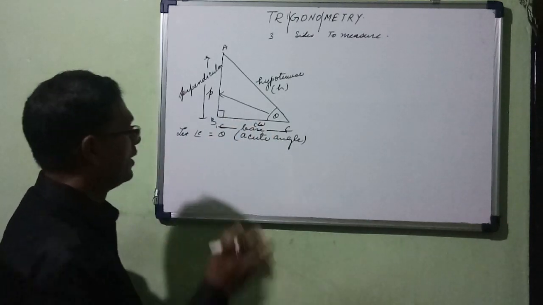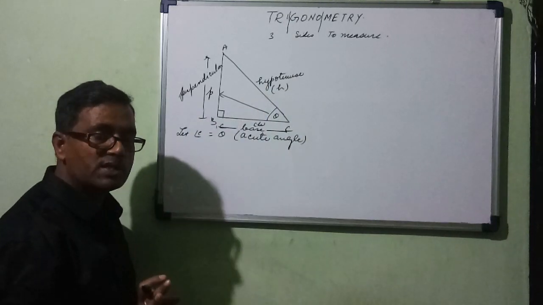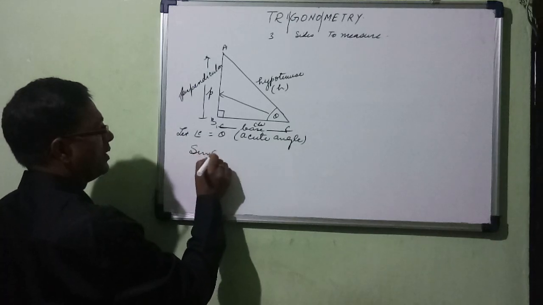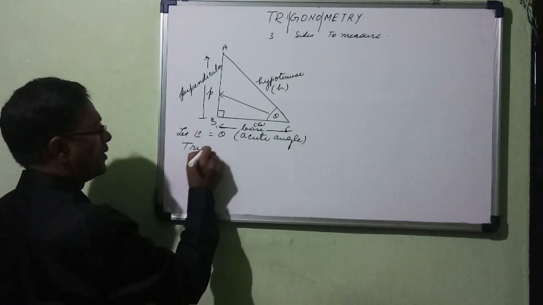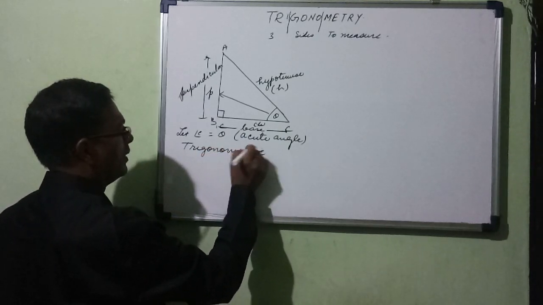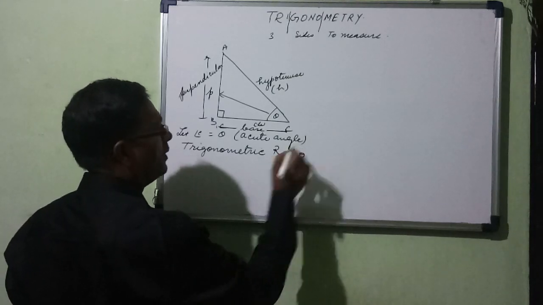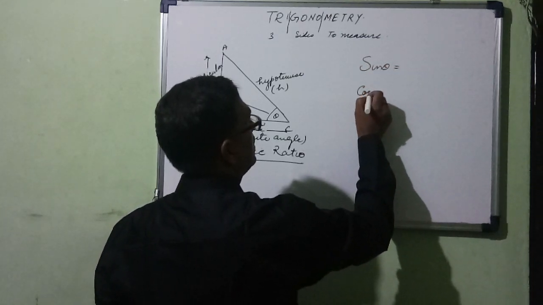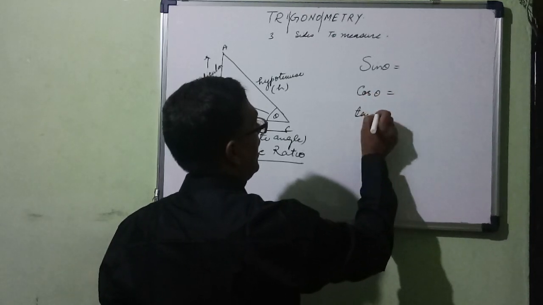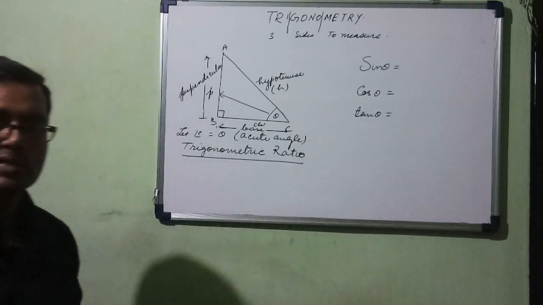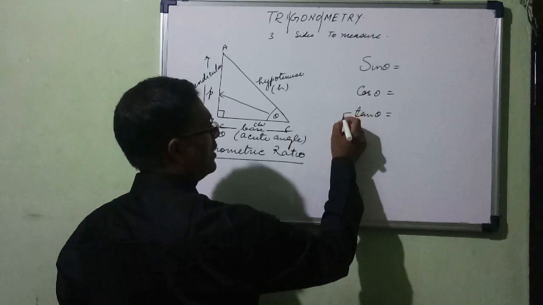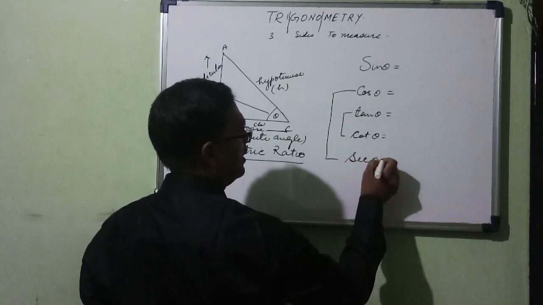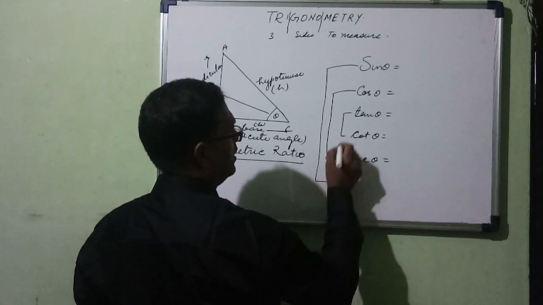And the trigonometric ratios will involve these three sides. In trigonometry, we have six trigonometric ratios. What are the ratios? First is sine theta, then cos theta, then tan theta. And these trigonometric ratios have their reciprocals also. The reciprocal of tan is cot theta, the reciprocal of cos is sec theta, and the reciprocal of sine is cosec theta.